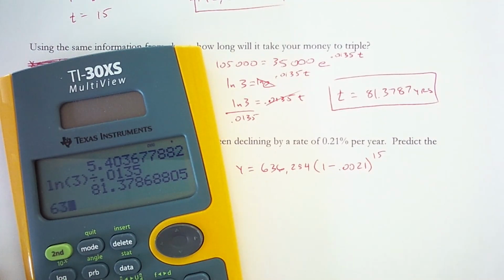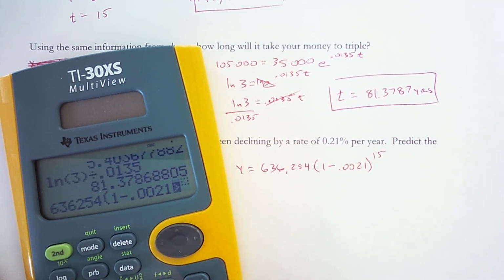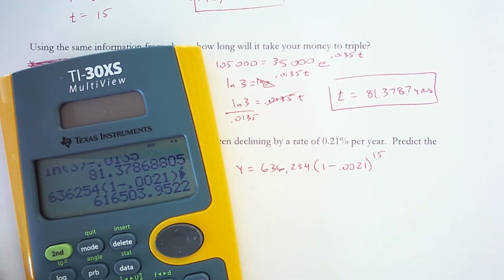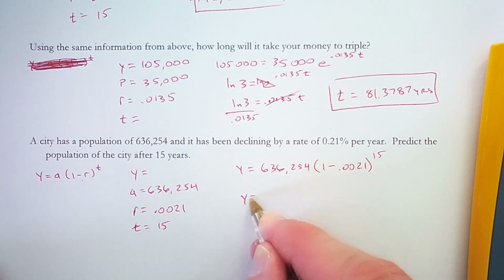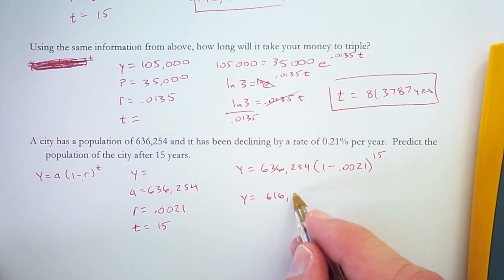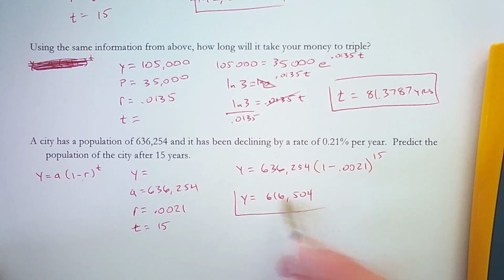So I'll type that in my calculator, 636,254 times 1 minus 0.0021, I need to close those parentheses, raised to the 15th power. And we get 616,503.9522, but you can't have a decimal of a person for your population, so we will round that to the nearest whole person. So that 0.9522 will bump that up to a 4. So we're going to predict that there will be 616,504 people in this city after 15 years.